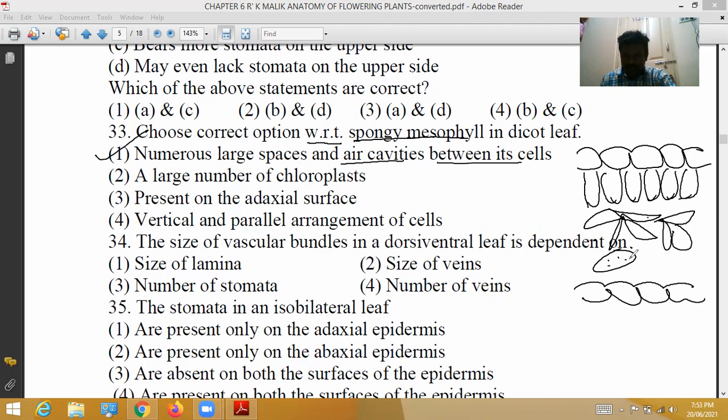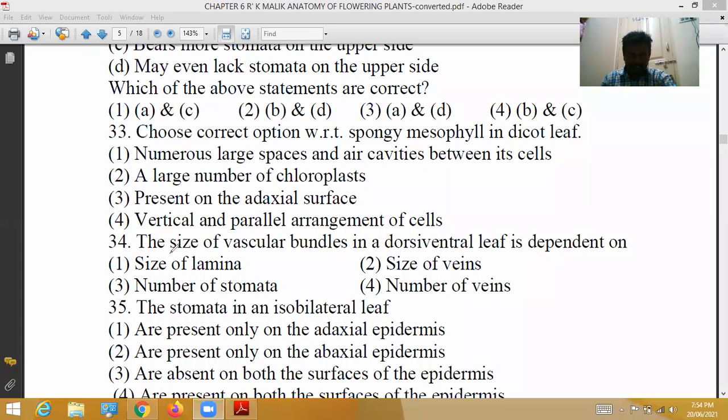Next, a large number of chloroplasts. Actually, in the spongy parenchyma, few chloroplasts are located. In the palisade parenchyma, more chloroplasts are located; all the dots are chloroplasts. So it is the wrong option. Present on the adaxial surface: spongy is not present on the adaxial, it is located abaxial, so it is wrong. Vertical and parallel arrangement of cells is not that kind of arrangement. So for question 33, the correct option is 1.